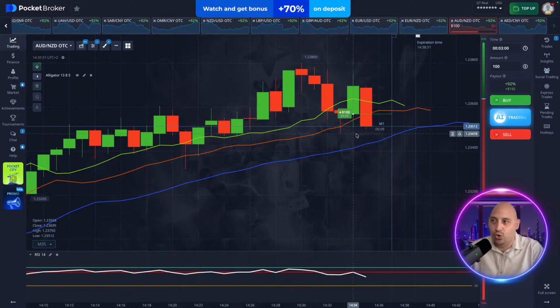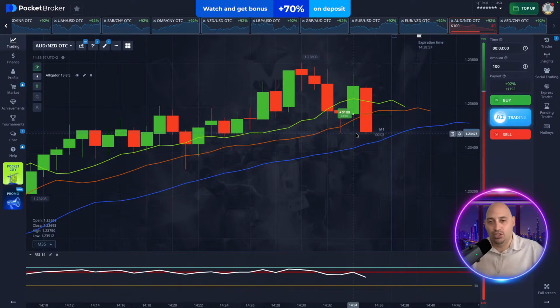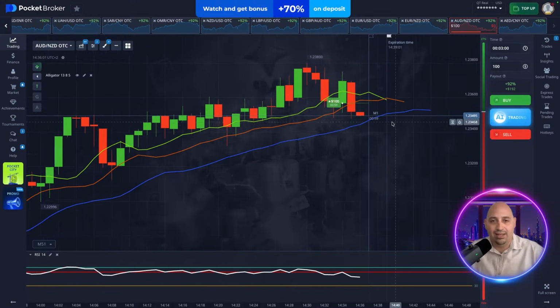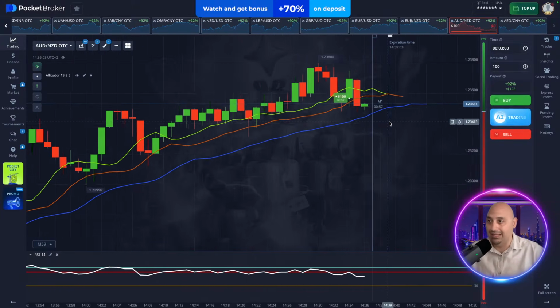You can see what is going on in the market, but these are the signals, the information that help me to make a decision. Otherwise, I'm just flipping a coin, 50-50. I don't need any indicators. I'm just going to be trading blindly.